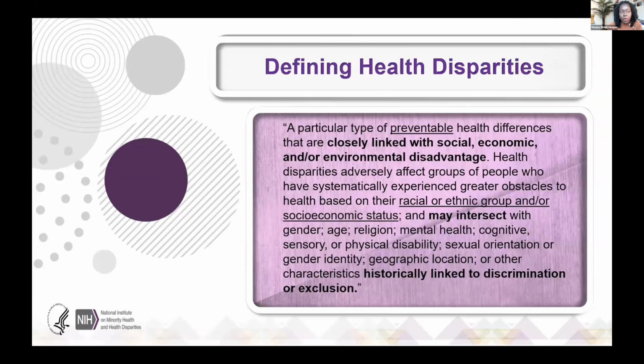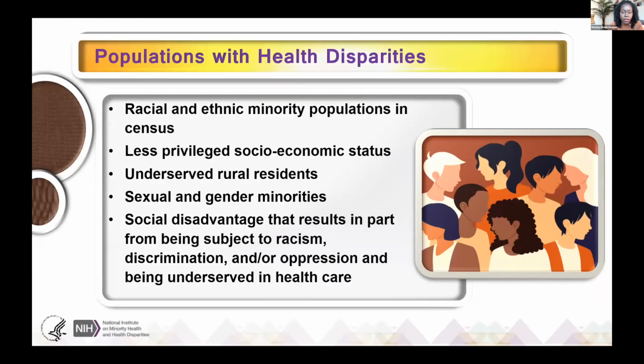When we talk about health disparities, they're not just any differences between groups. Key points are that they are by definition preventable or avoidable and are rooted in disadvantage, and they're modifiable. We see racial and ethnic and socioeconomic status as the two pillars that drive disparities, which may intersect with other characteristics such as gender, sexual orientation, geographic location, and others.